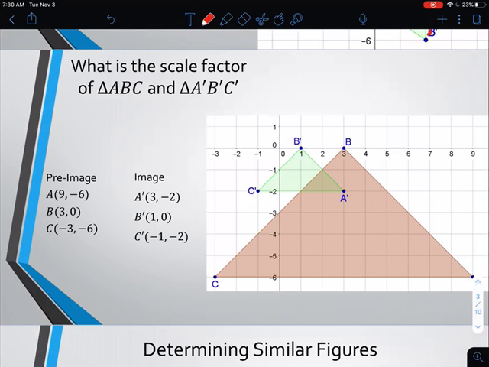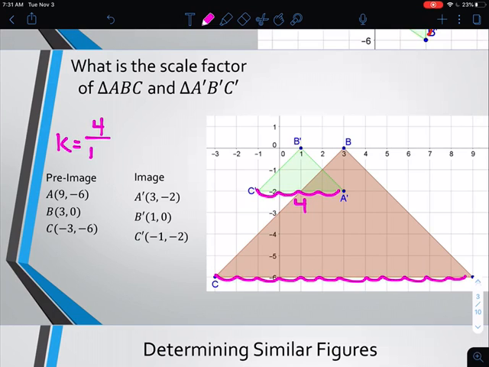Same thing with the reduction. So for triangle ABC and triangle A prime, B prime, C prime, if I want my scale factor, we have image over pre-image. And so A prime, B prime, C prime is the image. I have a horizontal line, so I could count 1, 2, 3, 4. So then as far as my scale factor, image is 4. And then for my pre-image, I got 1, 2, 3, 4, 5, 6, 7, 8, 9, 10, 11, 12. So I go 4 over 12, which reduces down to 1/3.